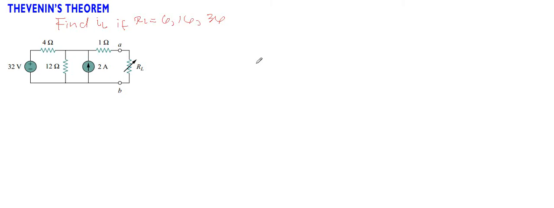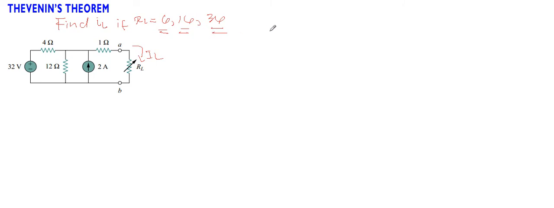So let's have an example for Thevenin's theorem. First, in this problem, you are tasked to find IL. This is our IL, it's there. And what if your RL is 6 ohms, 16 ohms, or 36 ohms? So now let's solve for that.